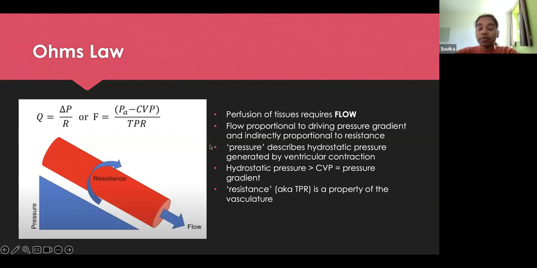You've also got pressure from the ventricular contraction, and that's called hydrostatic pressure. It's the pressure of the blood itself in the circulation. And the gradient that we're creating is between that hydrostatic pressure and your central venous pressure that we talked about earlier on. Okay, and so resistance is a property of the vasculature itself. It will be different from your aorta compared to your capillaries, for example. So we need to also take that into account when talking about flow and blood pressure.